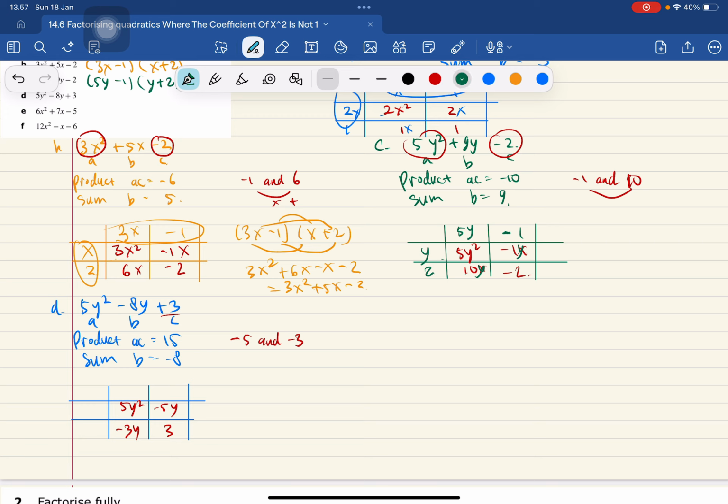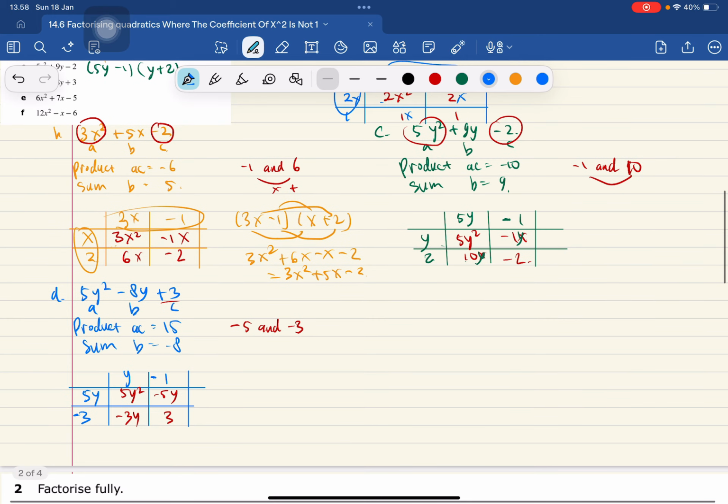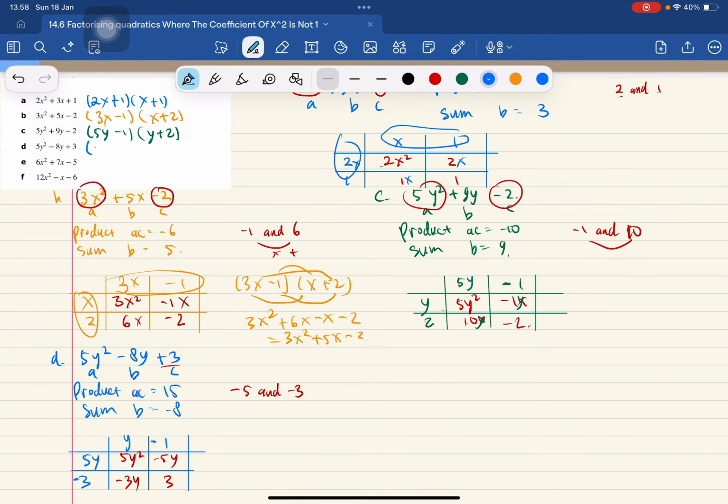Okay, let's proceed. The highest common factor of 5y squared and 5y is going to be 5y. Here, with 3y, it's going to be 3. With 5y, it's going to be y. Here is 1. So we can make it minus here, minus. So we got the factor is 5, y minus 3, and y minus 1.